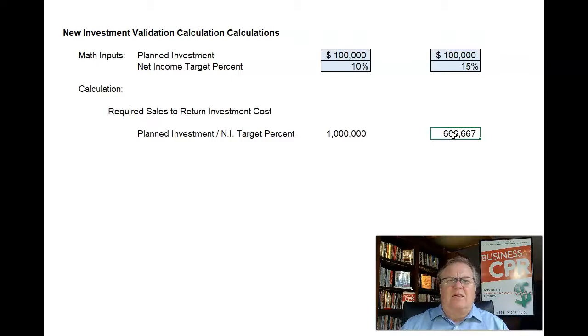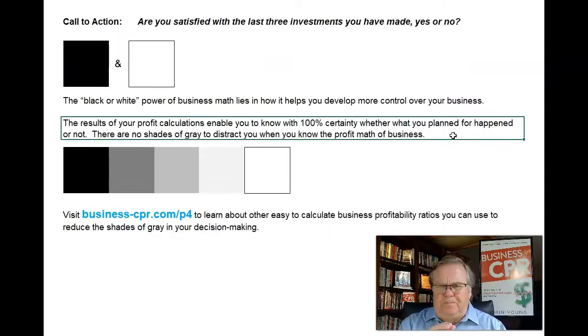What I like about this calculation is it positions you in more of a black and white world. It takes away some of the shades of gray that make business more difficult, because now you're looking at, what do I have to sell for this investment to pay off for me? And if you don't have high confidence, and in this scenario, you don't have confidence that a $100,000 investment in new equipment is going to generate you $1 million in sales in a time frame that you would find acceptable, then that's an investment you want to pass on. That's what makes it black and white.